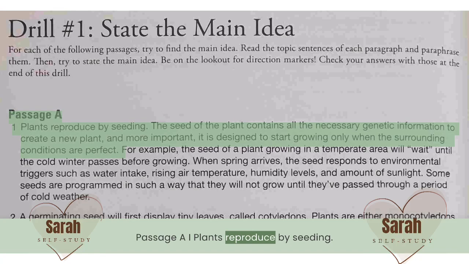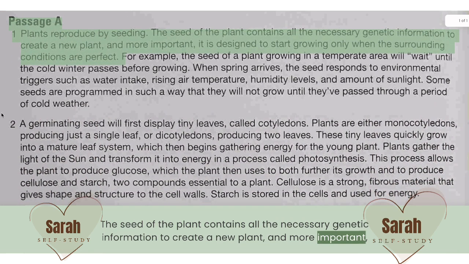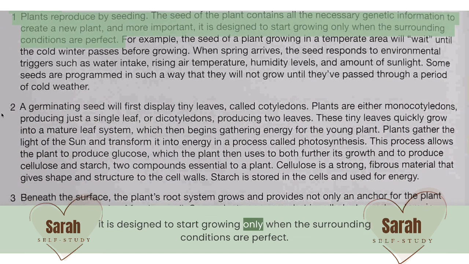Passage A. Most plants reproduce by seeding. The seed of the plant contains all the necessary genetic information to create a new plant, and more important, it is designed to start growing only when the surrounding conditions are perfect.